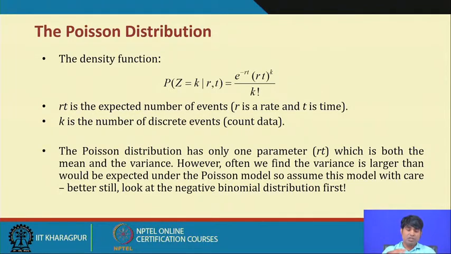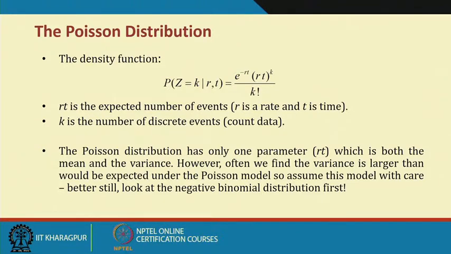So, what is happening here? It is about what this density function is all about. Like we have already discussed logistic functions and normal distribution functions for the probit model, it is a similar kind of structure, not highly different. Here RT is the expected number of events, and k is the number of discrete events, that is what count data is.